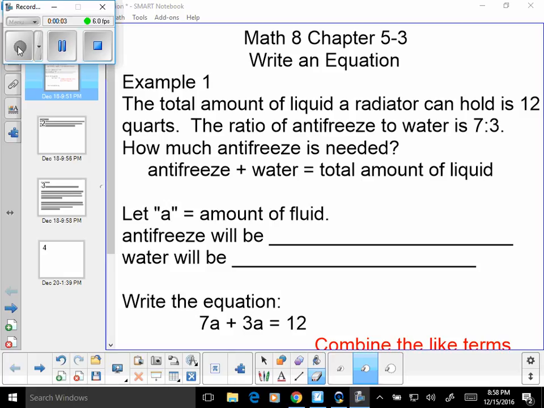Hello, 8th graders. Welcome back. This is going to be Chapter 5.3 on writing an equation. What we're going to be given here is a ratio, and we're going to see how being given a ratio can help us write an equation.